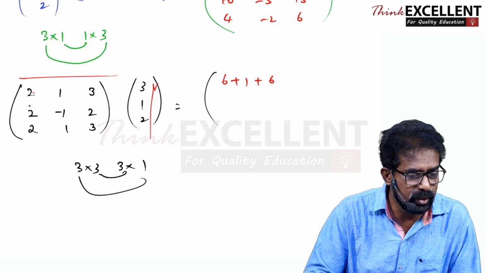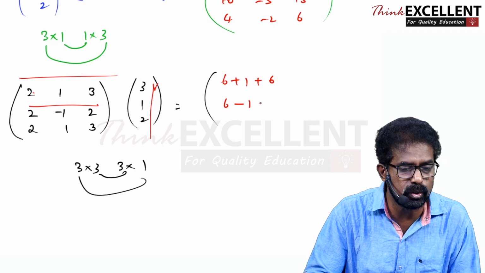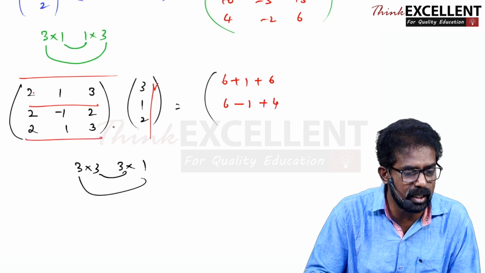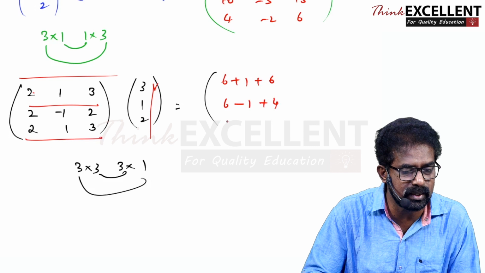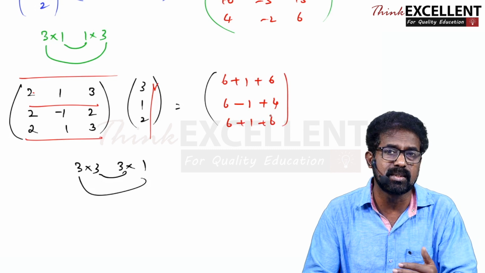Now come to the second row. Second row, first column. 2 into 3, 6. Minus 1 into 1, minus 1. 2 into 2, 4. Last one, third row, first column. 2 into 3, 6. 1 into 1, it is 1. 3 into 2, 6. When you come to the next row, you write the answer in the second row.